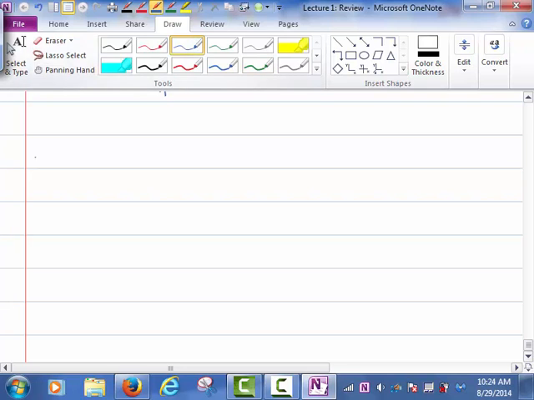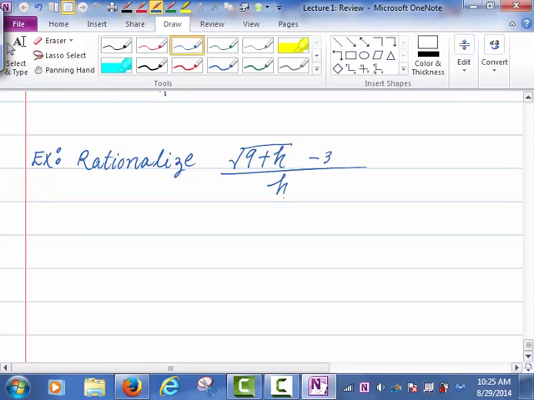Okay. Next example. And this example, you will definitely use it later. The question is: rationalize the expression root of 9 plus h, minus 3, divided by h. I should say rationalize the numerator, okay? When they say rationalize, it means that whatever roots you have there in the numerator, you want to get rid of the root in the numerator. Rationalize the numerator in this case, because the root is in the numerator. So your goal would be to get rid of that root. Am I making sense?